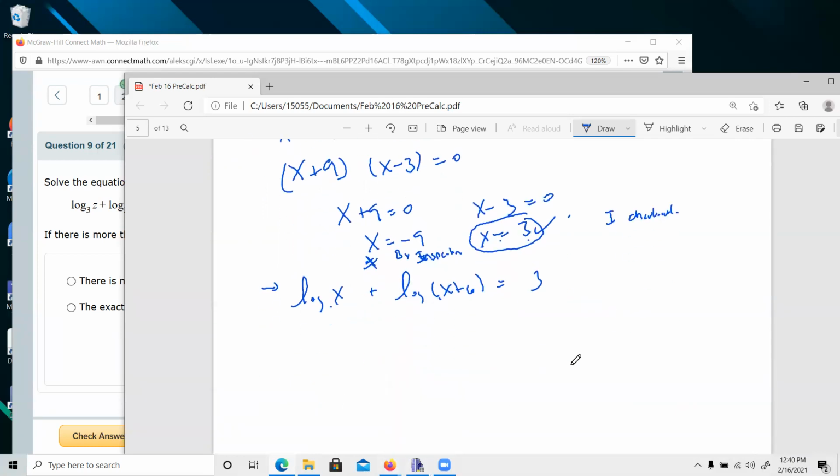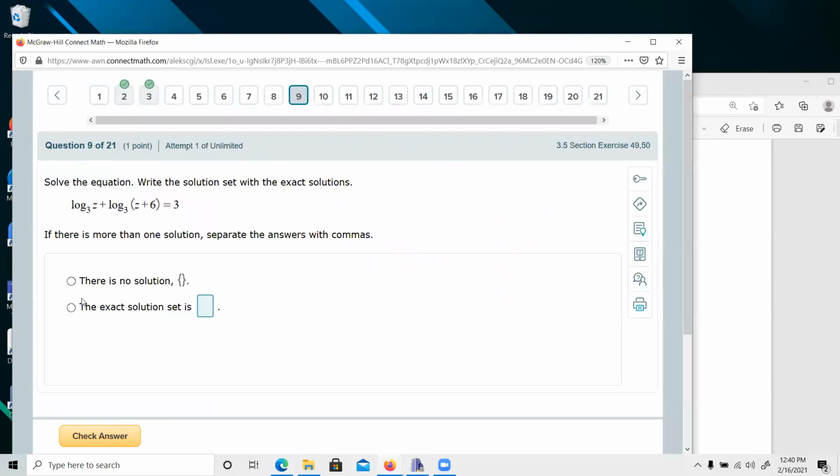You don't have to show it in numbers. If you write, I checked, I will believe you that you checked. So my solution set is S is equal to 3. And the exact solution set is 3. They didn't give me a format. I wonder if they're gonna. No, they want a solution set. So let's go ahead and make it a set. Otherwise, I'll be upset.